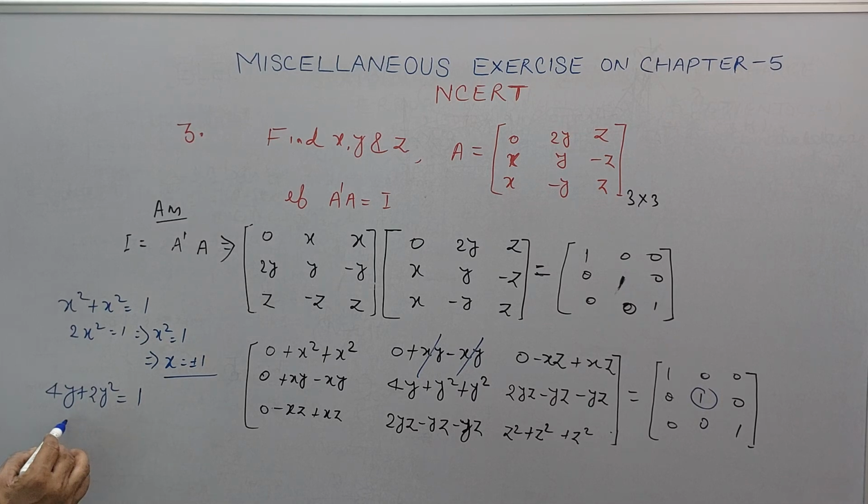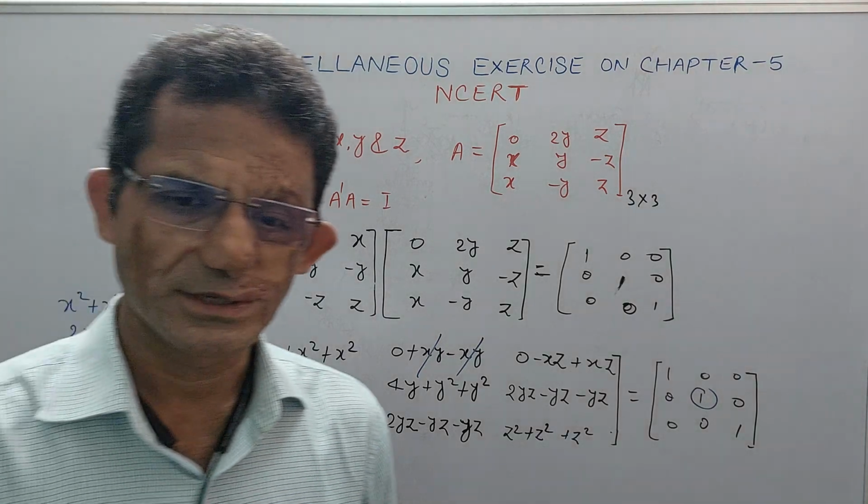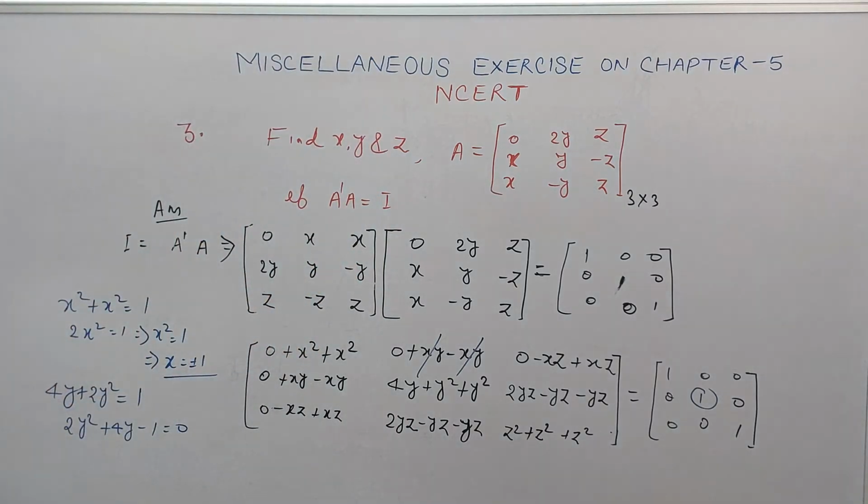How to solve this one? Just 2y square plus 4y minus 1 is equal to 0. This is our quadratic equation. Now how to solve this one, sir? We check whether the middle term is splitting or not. If the middle term is not splitting, then we use another formula.